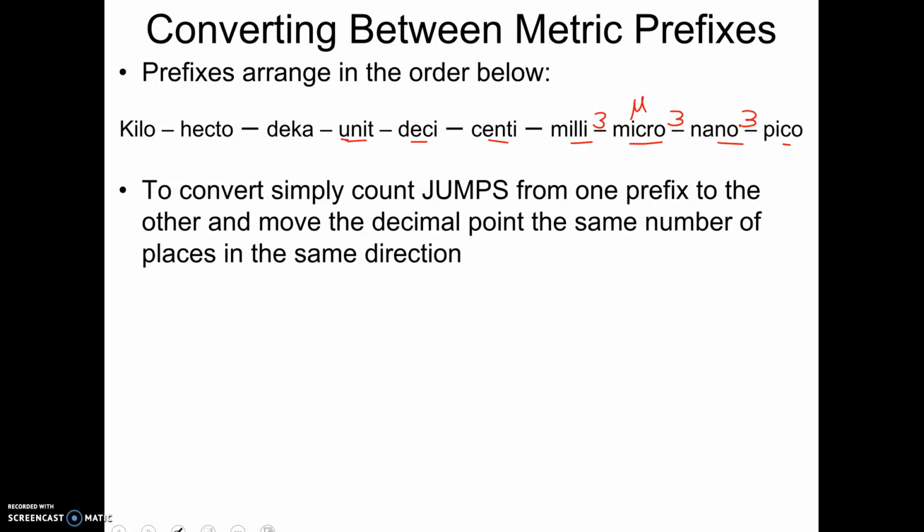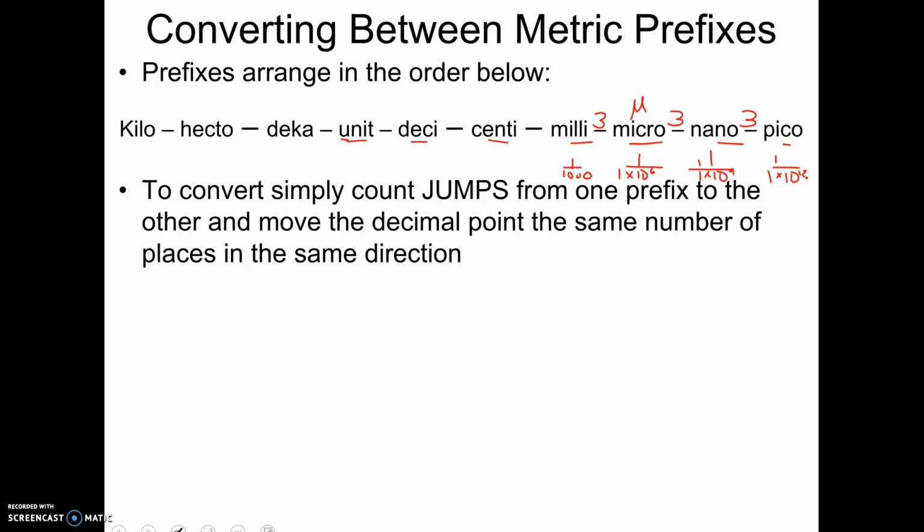This is actually a 3 decimal place move because milli is 1/1000th. This is 1/1,000,000th, 1 over 1 times 10 to the 6th. This is 1 over 1 times 10 to the 9th. And this is 1 over 1 times 10 to the 12th. So notice how it's not just a 1 decimal space move, it's actually a 3 decimal space move.